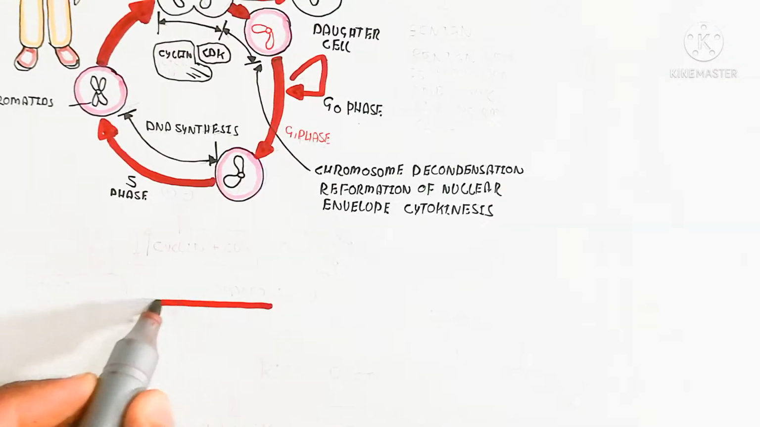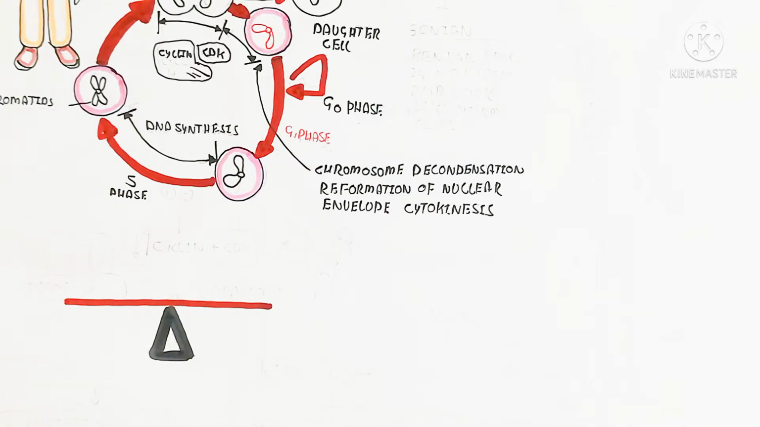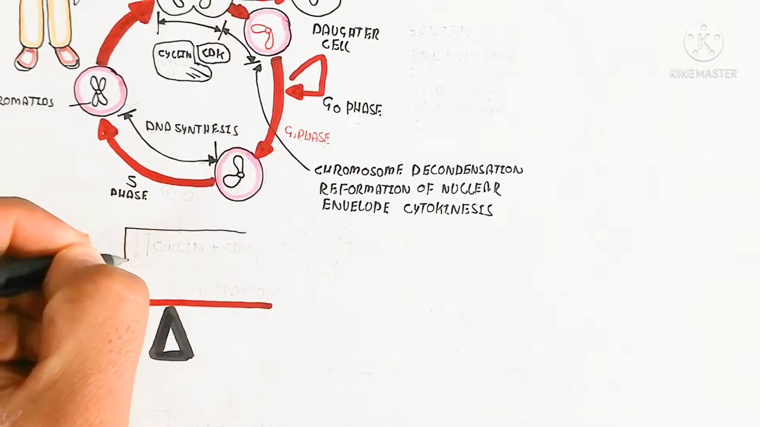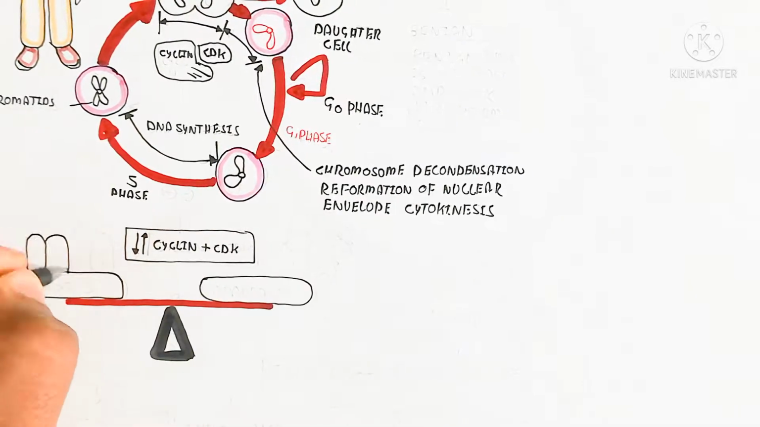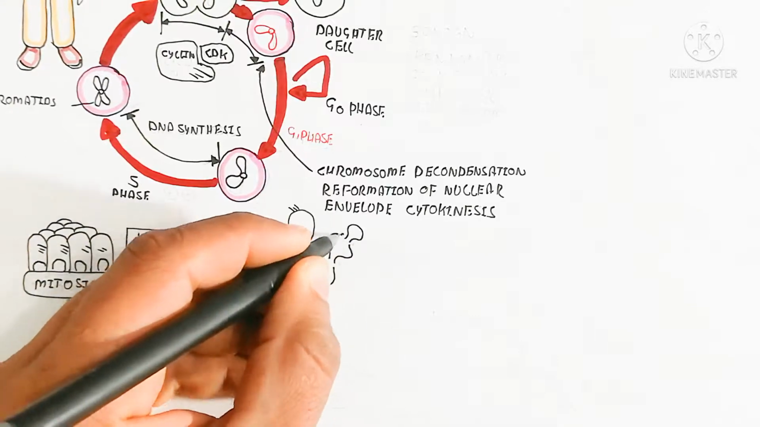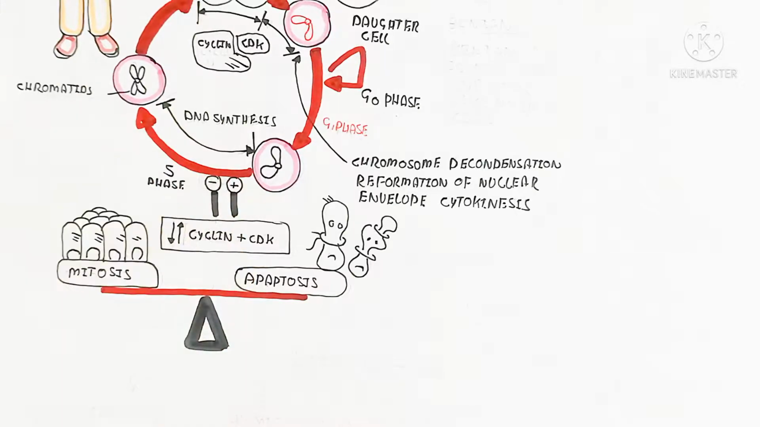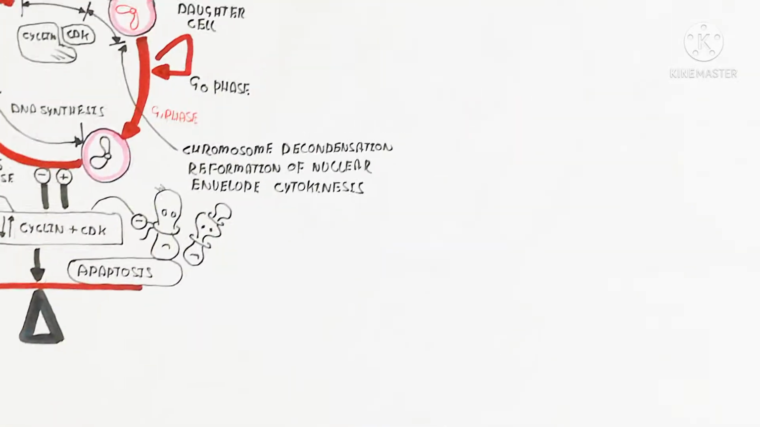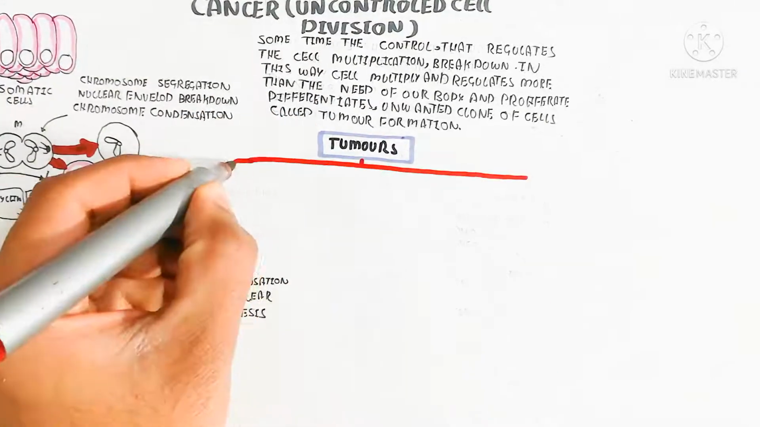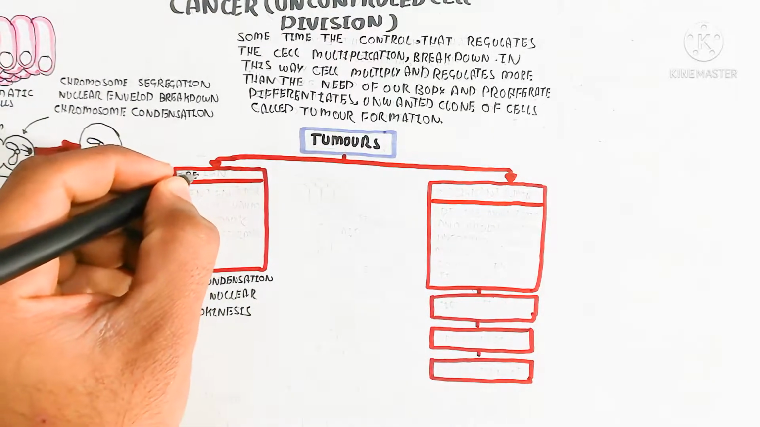So here are the CDK and cyclin. Cyclin dependent kinase and cyclin will bind with a protein which is transcribed from the DNA, and the concentration of the cyclin and CDK in each phase is regulated. So cyclin going up and down will maintain the cell division, while mitosis and apoptosis will be balanced. If the cyclin and CDK are decreased, apoptosis will occur, while if the cyclin and CDK are increased, mitosis will occur.